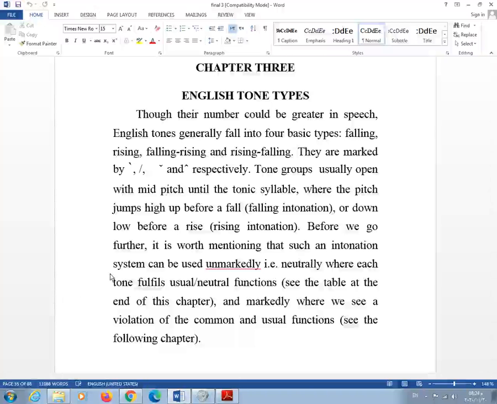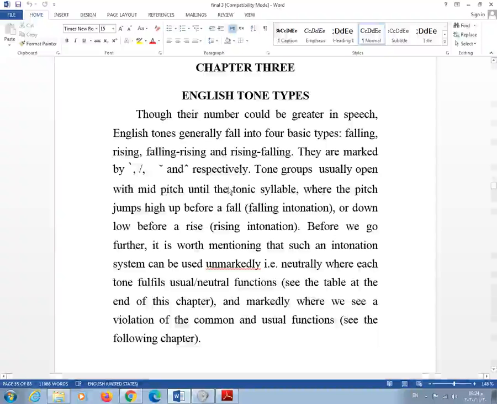Before the tonic syllable there could be a head, and before the head there could be a pre-head, and after the tonic syllable there is a tail. So the head, the pre-head, and the tail are optional elements, but the element that must be there is the tonic syllable, because it carries a tone, and a tone is a change in the pitch, either rising or falling. Today we're going to talk specifically about the English tones.